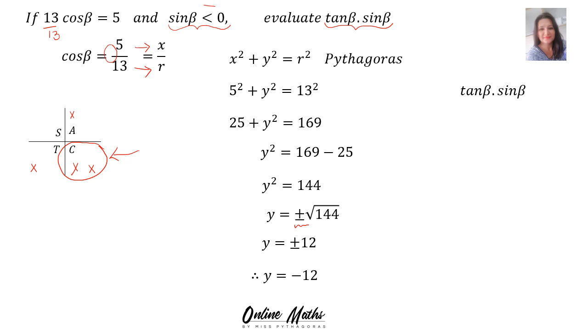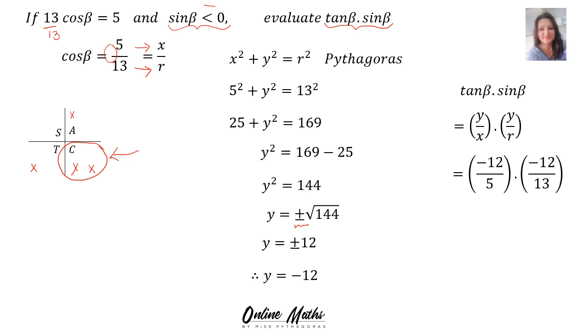Evaluate tan beta times sin beta. Tan's ratio is y over x times sin's ratio is y over r. And now we substitute. In y's place, minus 12 over x's place 5, times y over r, negative 12 over 13. And we multiply. A minus times a minus is a plus. 12 times 12 is 144 over 5 times 13 is 65.